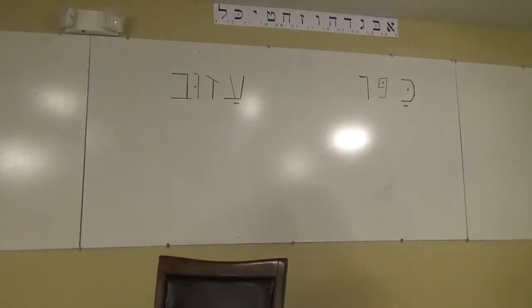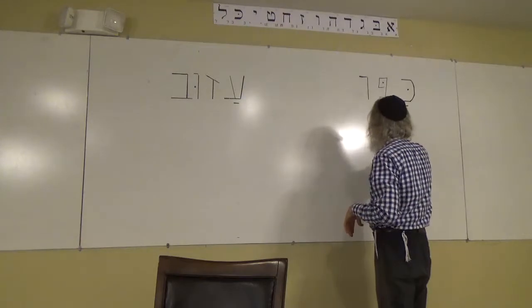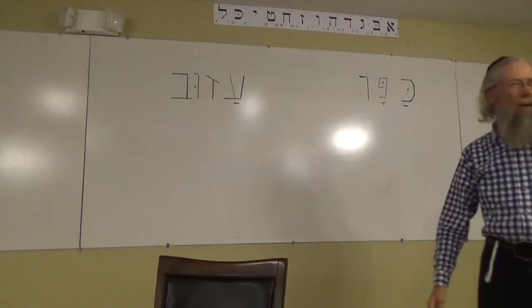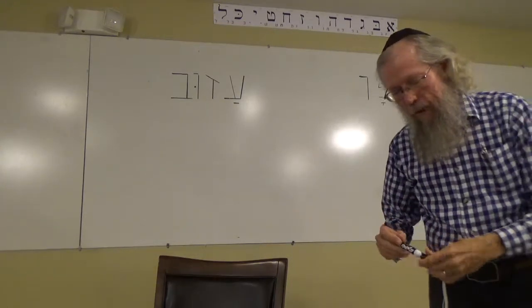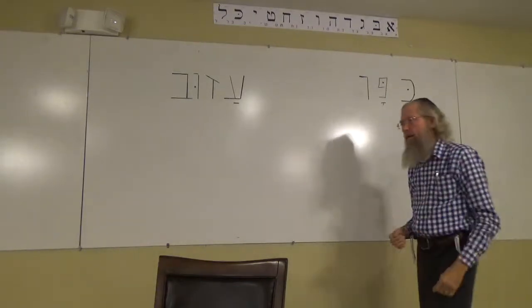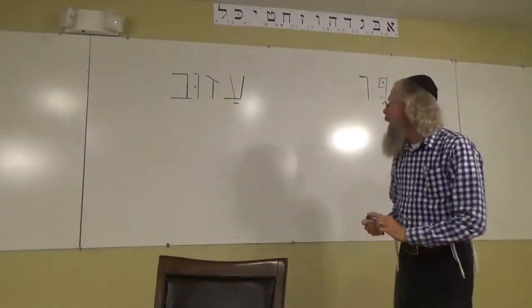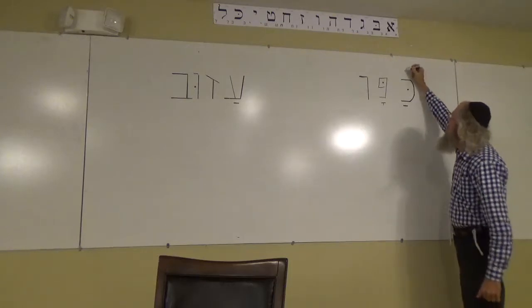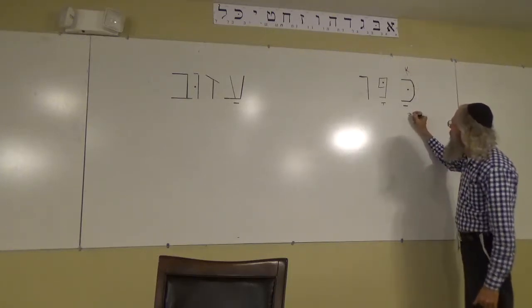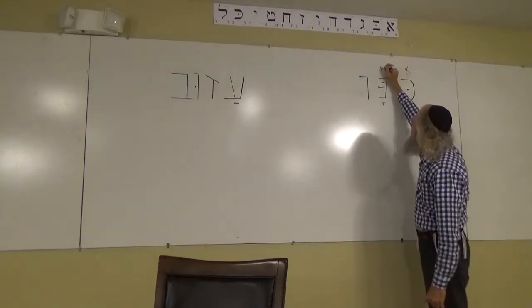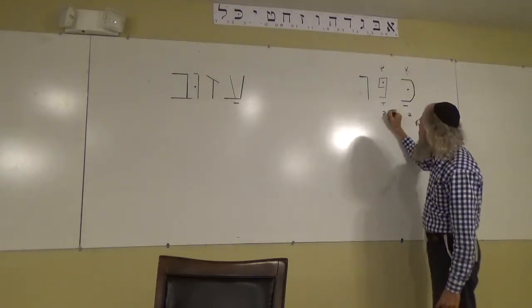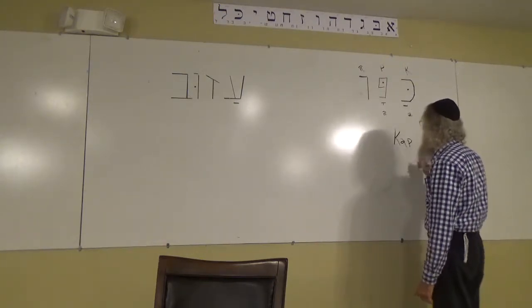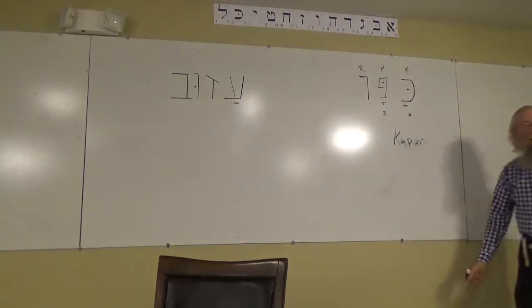What's the word? Kapad. Everyone say kapad. Kapad. All right. It's got a kaf, a pe, and a dalet. So kapad.